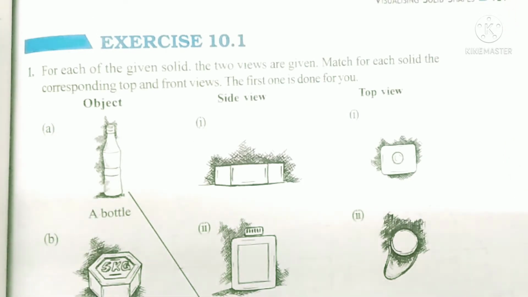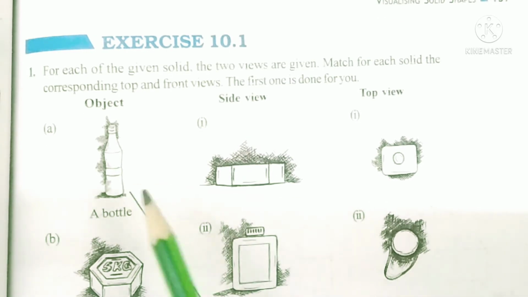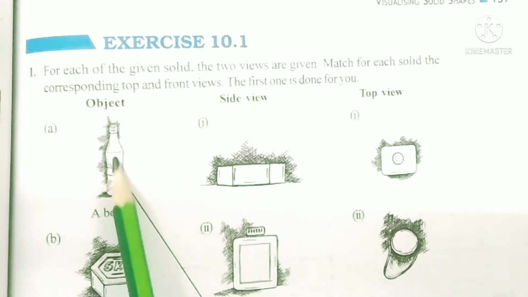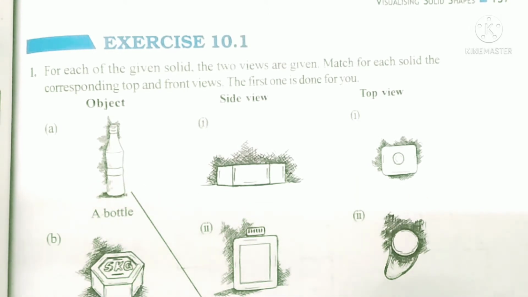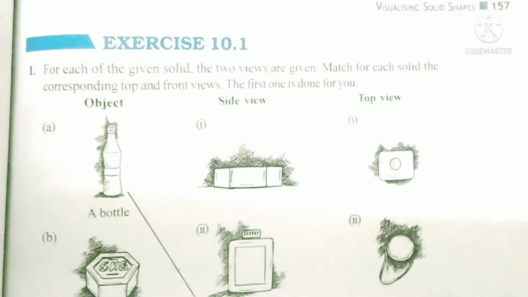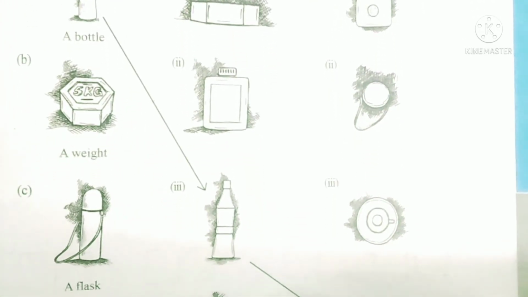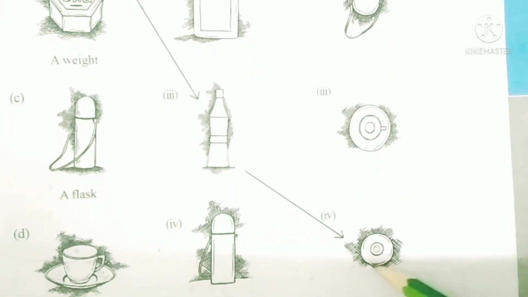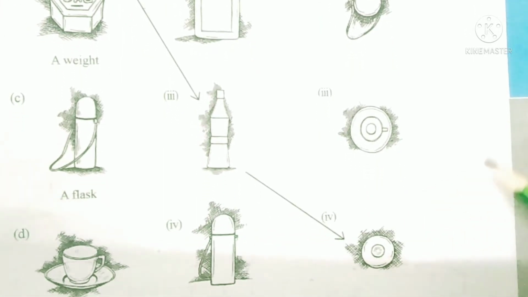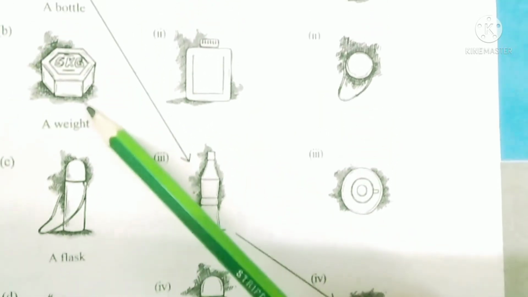Now you see the textual exercise from the chapter, that is, for each of the given solids, the 2 views are given. Match for each solid the corresponding top and front views, and observe the first one. See here is a bottle. So the side view, from the side it looks like this. How does it look like? From the side it looks like this, and from the top how does it look like? Like this. Okay.